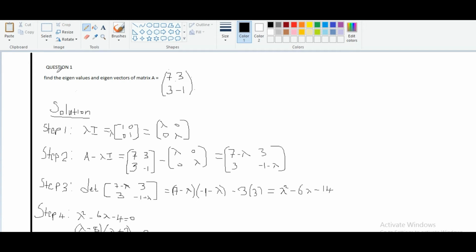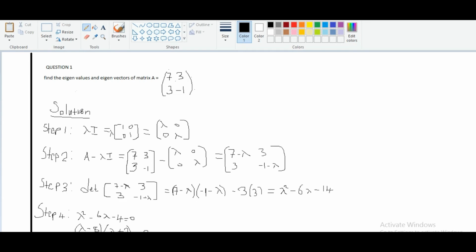So now we're going to have a question 1. We're saying find the Eigenvalues and Eigenvectors of matrix A. In the first column we have 7 and 3. In the second column we have 3 and -1. So now let's follow the steps that we just outlined.